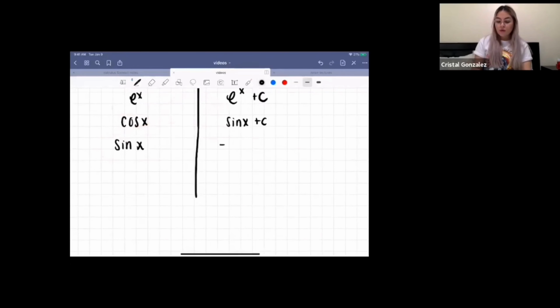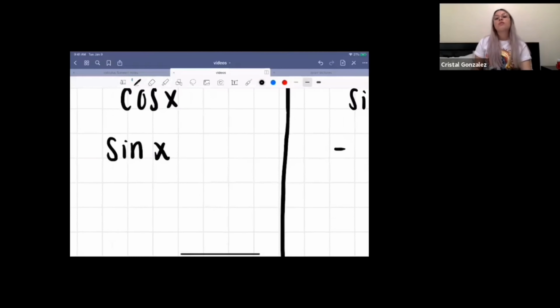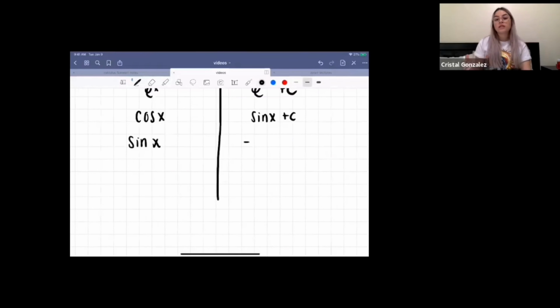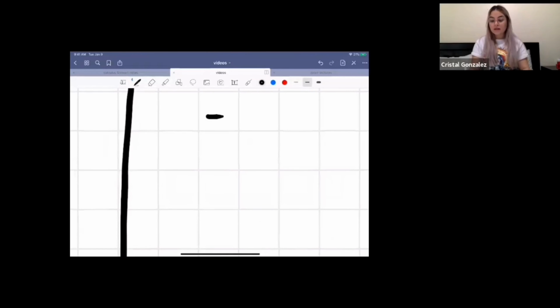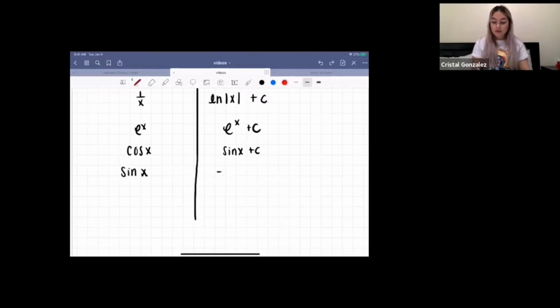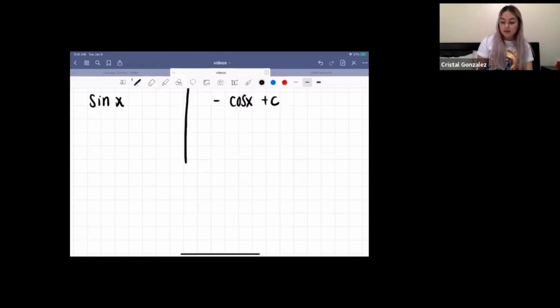Sorry. We have the function sine x, and we want to think about which function, if we take the derivative, will give us sine x. And we know that derivative is cosine x, but when you take the derivative of cosine x, you get negative sine x. So we need to throw on this negative sign in front of it, so that when we take the derivative, we get a positive sine x. So it's going to be negative cosine x plus c. The derivative of cosine is negative sine, but the derivative of negative cosine is positive sine. Okay, now let's do a couple more.